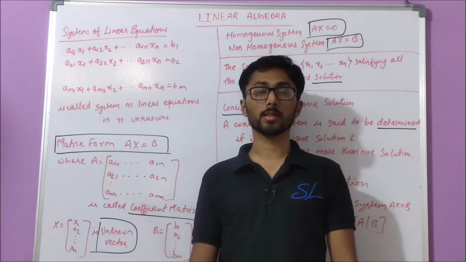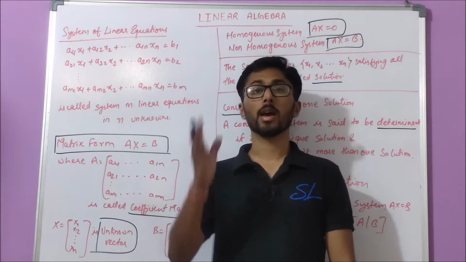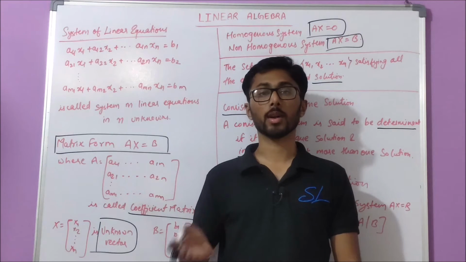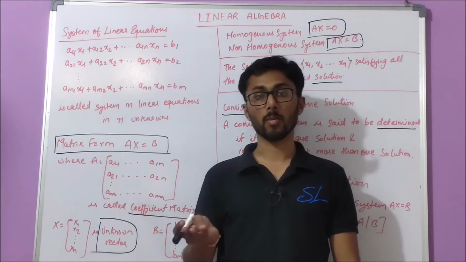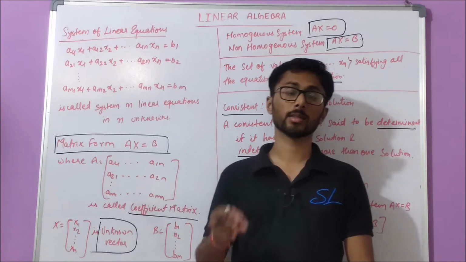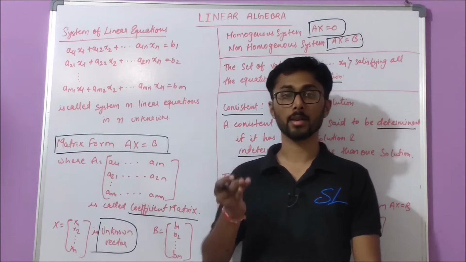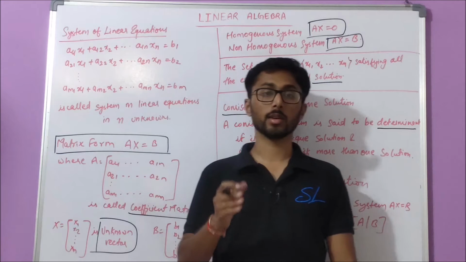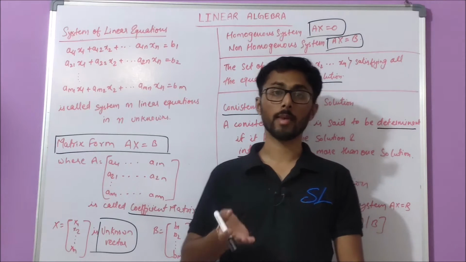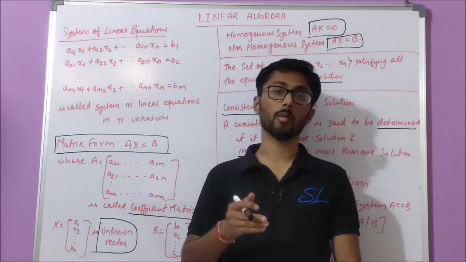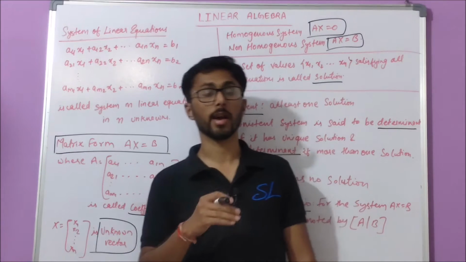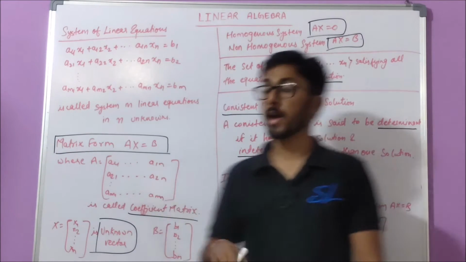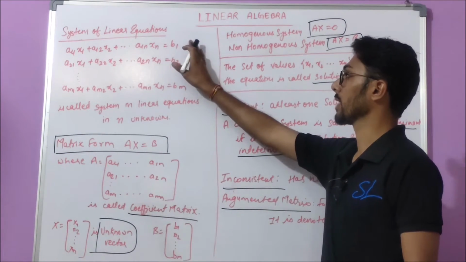So the topic is system of linear equations. We are studying linear algebra and we have already discussed what is a matrix, types of matrix, operations on matrix. We have discussed determinant, minors, cofactors. We have also discussed inverse of a matrix, adjoint of a matrix, rank of a matrix, and now we are at equivalent form of a matrix also. And now we are discussing system of linear equations.